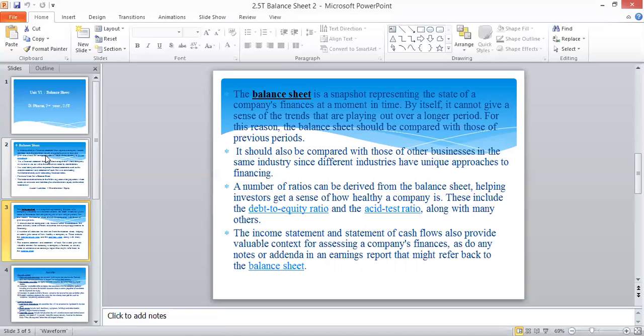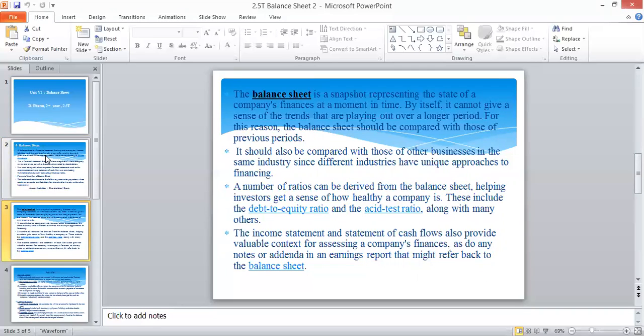The balance sheet is a snapshot representing the state of a company's finances at a moment in time. By itself, it cannot give a sense of the trends that are playing out over a long period. For this reason, the balance sheet should be compared with those of a previous period. It should also be compared with those of other businesses in the same industry, since different industries have unique approaches to financing.